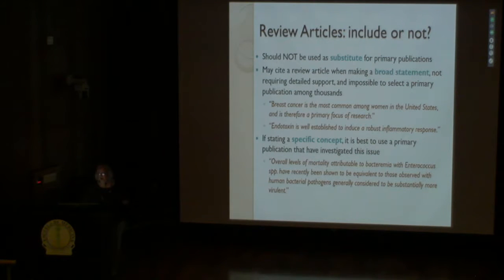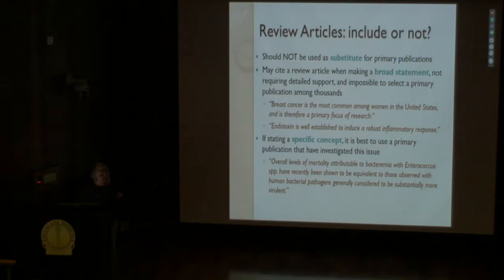You can then use a review article as a citation. Breast cancer is most common among women in the United States, and is therefore a primary focus of research. That is so broad. How do you select the best one? So maybe a review article from a very well-renowned author would be the best way to go. And another example would be: endotoxin is well established to induce a robust inflammatory response. Robust inflammatory response, that's very general as well.